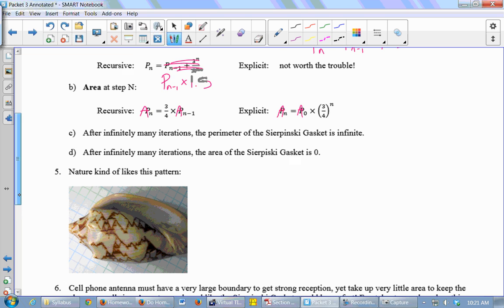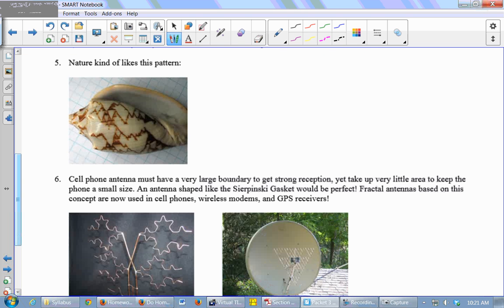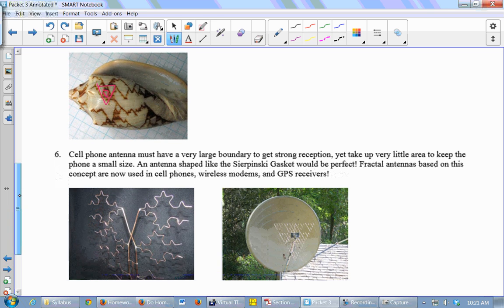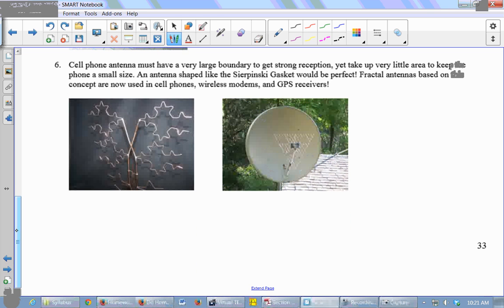So this pattern pops up a little bit in nature. This is an approximation of the gasket on a shell. You can see the big triangle there, and then the middle and the little triangles. And this seems like this really theoretical, we switched from really practical financial stuff to this really theoretical fractal stuff. But this has a really good application.